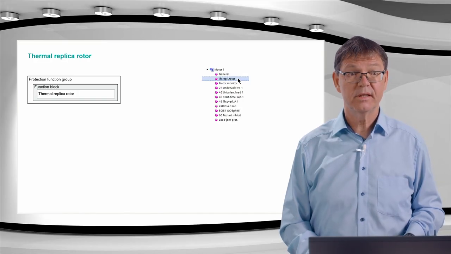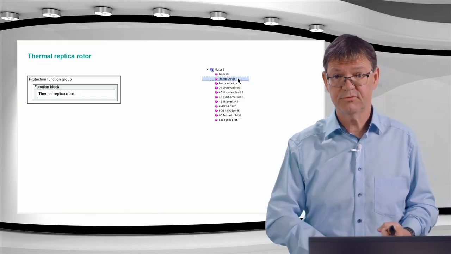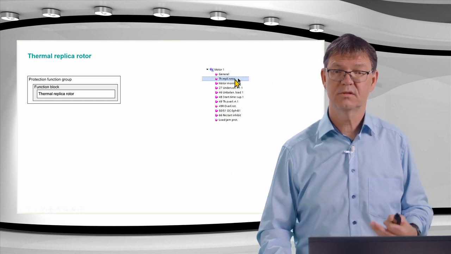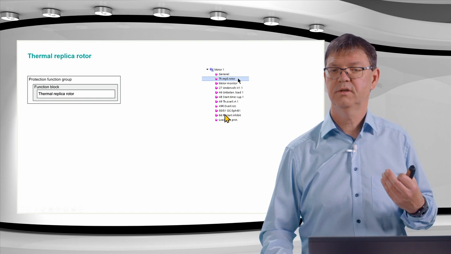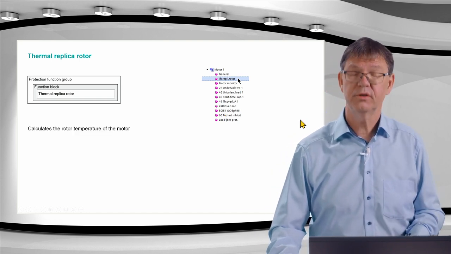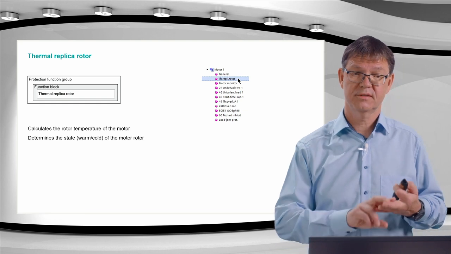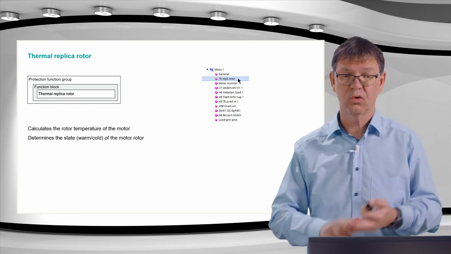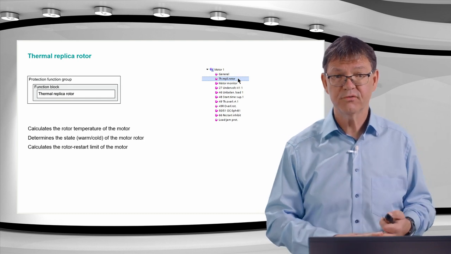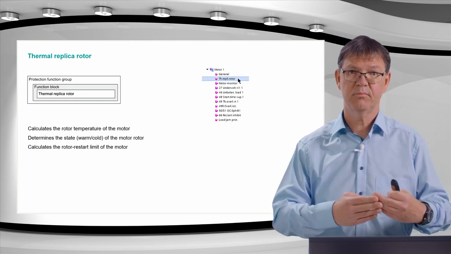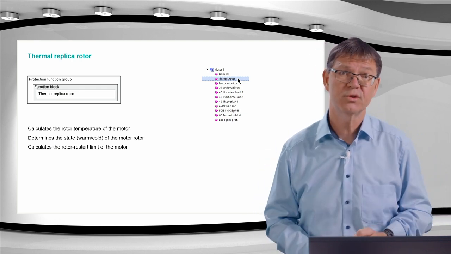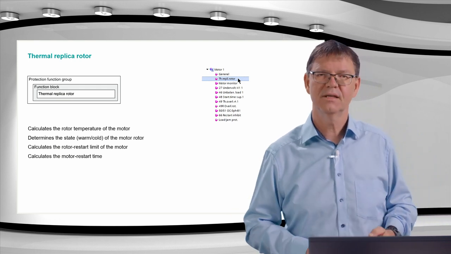Then let's have shortly a look at the thermal replica rotor function. Also here a built-in function which you cannot delete because this is the basis, for example, for the restart inhibit function. It calculates the rotor temperature of the motor, determines the state, is the rotor warm or cold, and calculates the rotor restart limit of the motor, so this is the maximum temperature from which I can make one more start, not to overshoot the rotor temperature if it's a normal start again.